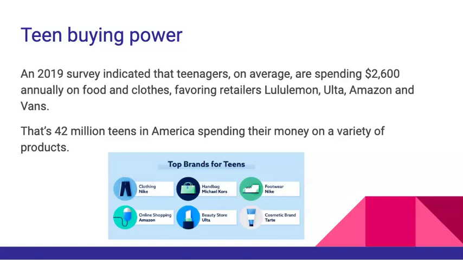Also, in terms of age, we want to think about teenagers because, on average, they spend about $2,600 on food and clothes. And that's got some spending power. That's 42 million teens in America spending money on a variety of products.